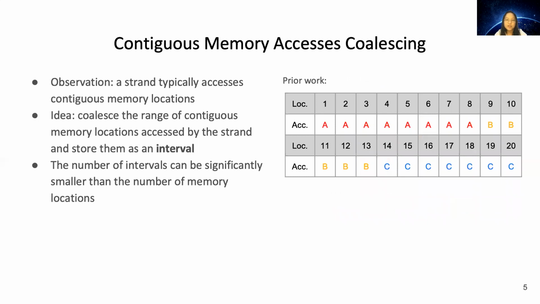We observe that each strand in the task parallel program typically accesses contiguous memory locations. Thus, our idea is to coalesce the range of such contiguous memory locations accessed by the same strand and store them as an interval. Following the previous example, we will only keep 3 intervals in this case. This way, as the number of intervals can be significantly smaller than the number of memory locations, we store fewer entries and invoke fewer inserts and queries.